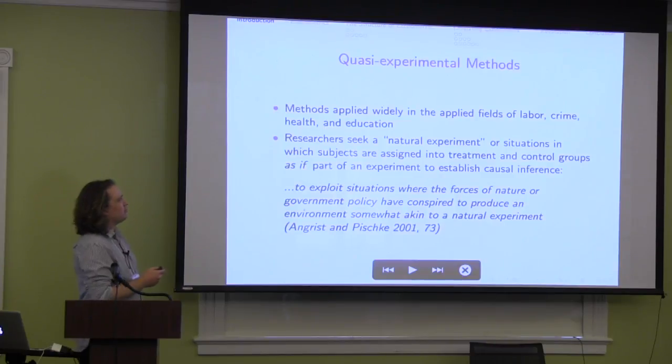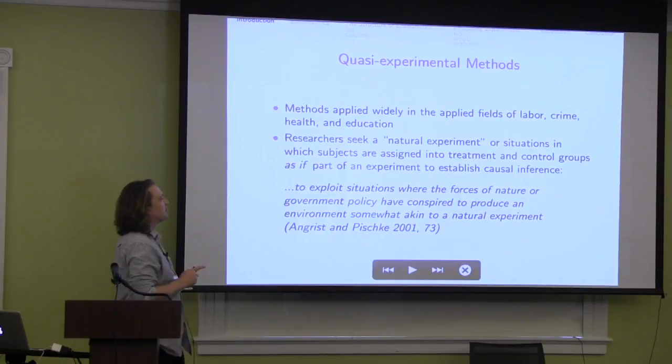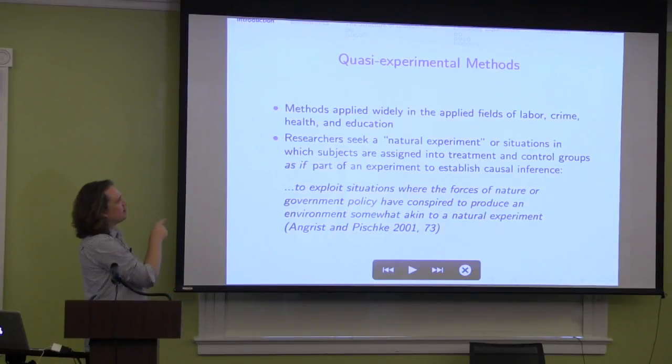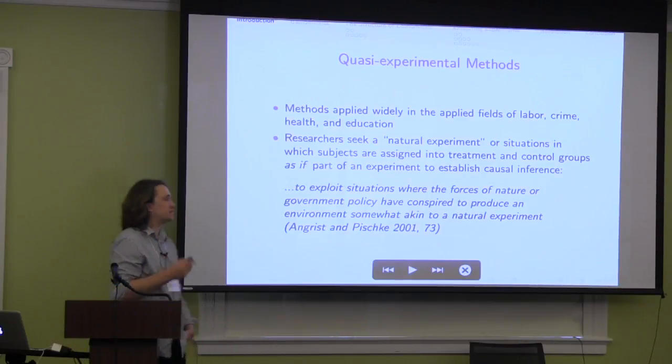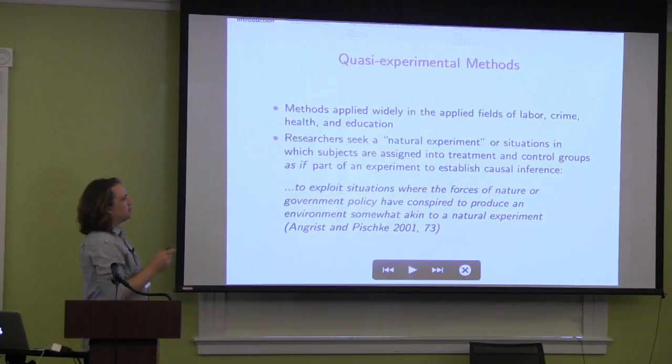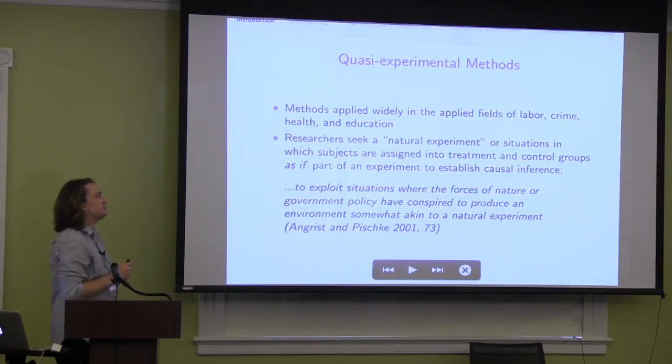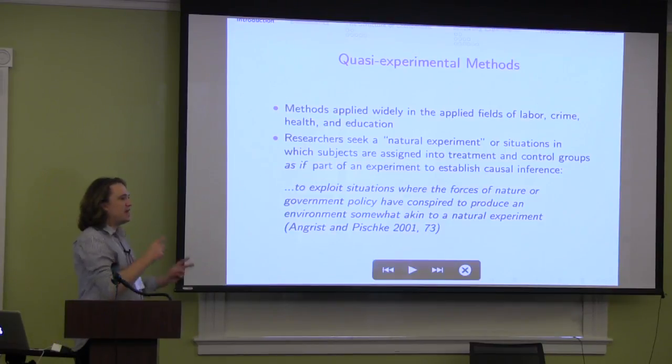The key point, though, there are two key points. One key point about these quasi-experimental methods, and this is really what Angrist and Pischke are arguing, is that these methods are already widely being applied in the fields of labor, crime, health, and education in particular. And the idea behind these research designs is that we're seeking a natural experiment where subjects are assigned into treatment and control groups as if part of a lab experiment.